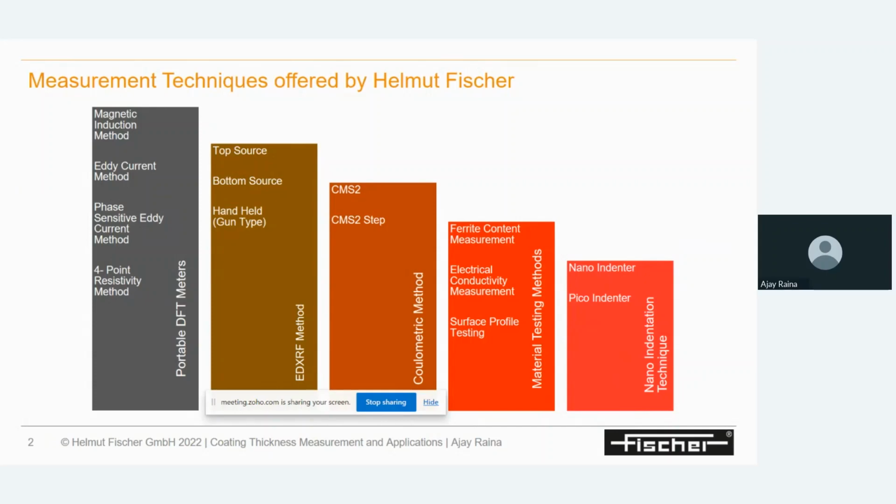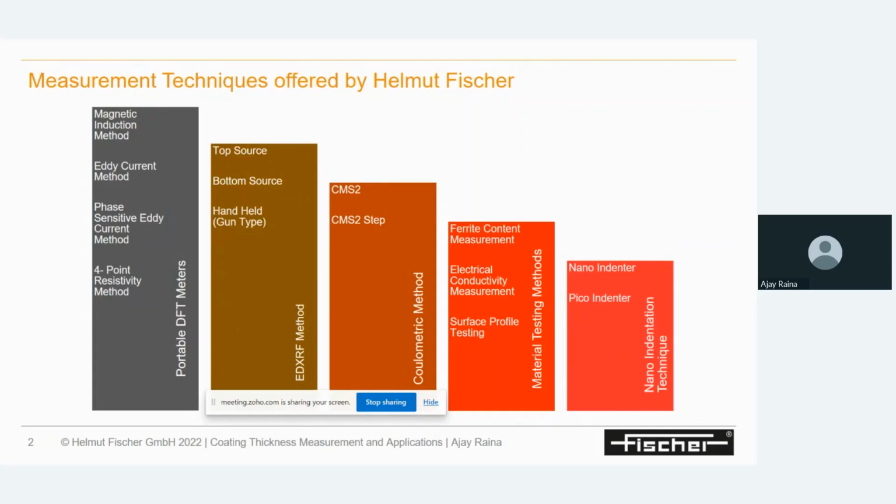We also have the eddy current method. The eddy current method is used when you have a non-conductive and non-magnetic coating on an electrically conductive base. So we have both types of applications: the magnetic method and the eddy current method. Then we also provide solutions for the phase sensitive eddy current method in case you have a conductive coating on a ferrous base. That is, in case you have a nickel coating and the base is again magnetic, then you have to use the phase sensitive eddy current method principle for checking this type of application.